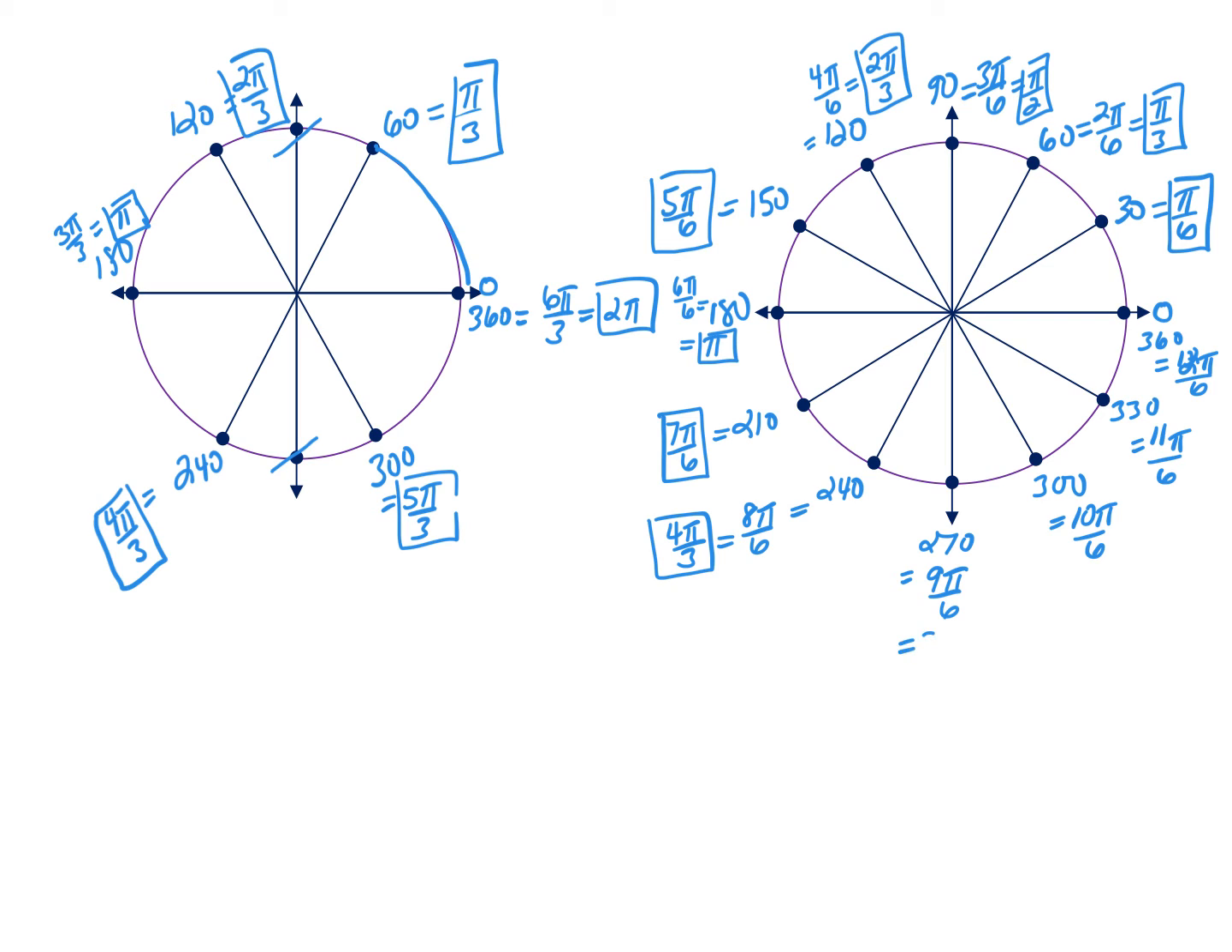270, we know this one is 3 pi over 2. 300 is going to be 5 pi over 3. 330 is 11 pi over 6, that's going to stay. And 360, we know is 2 pi.